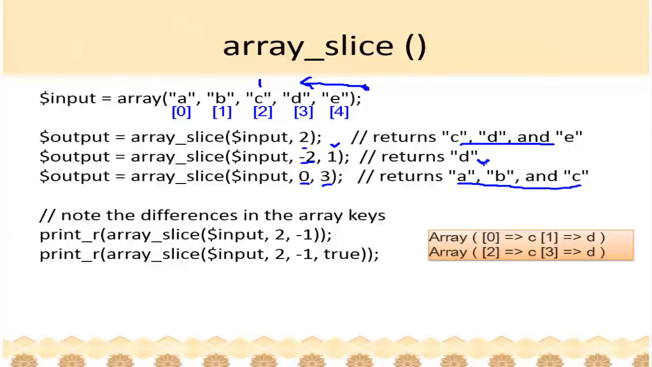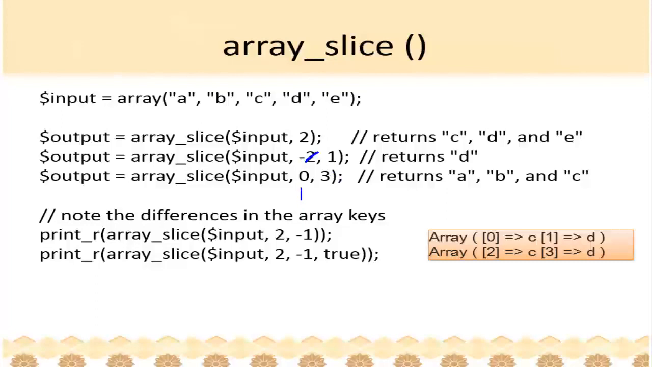So instead of this value, if it is mentioned as -3, 2, what's the meaning of it? From the last, go 3 steps back, take the 2 elements from here. So it's going to take these 2 elements. That is the meaning of it.